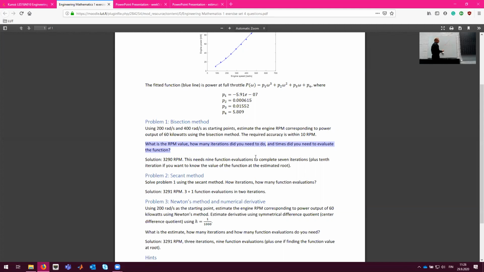So when the last jump, that is, when |xi minus xi-1| is smaller than the error, then we're probably inside the required accuracy. This notation means the difference in value between this iteration and the previous iteration. This should help you through the exercises.